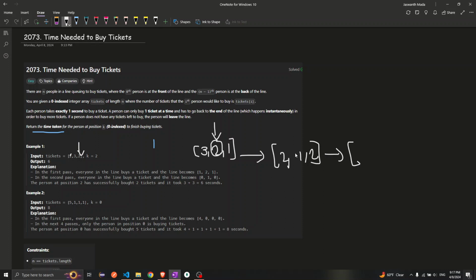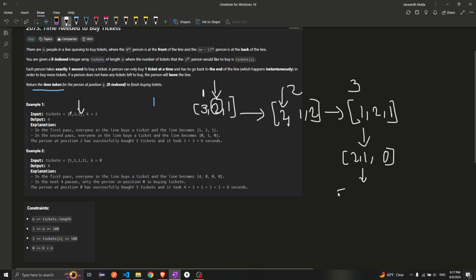Now this guy will buy a ticket and he'll go back, to one and one. So this is the first second, this is the second second, this is the third second. So in 3 seconds, this loop happened. So again, the first person buys a ticket and it will be 0, right? Again, this person buys a ticket.